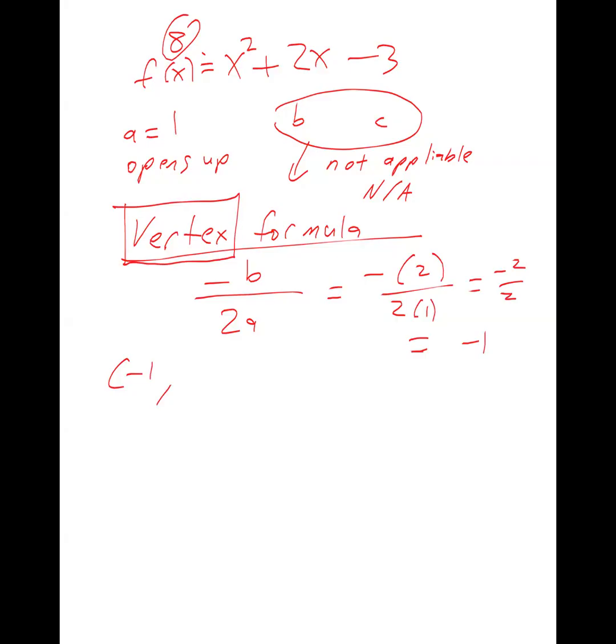So plug that in on your paper. You get -1 squared plus 2 times -1 minus 3. That's equal to 1 - 2 - 3, which is 1 minus 5. If I combine the two negatives together, 1 minus 5 is -4. So the vertex is actually -1, -4.